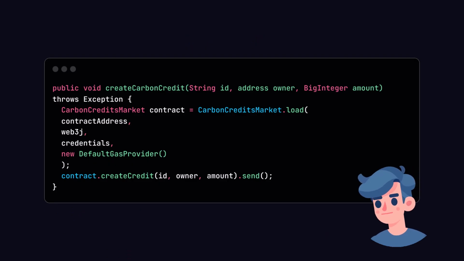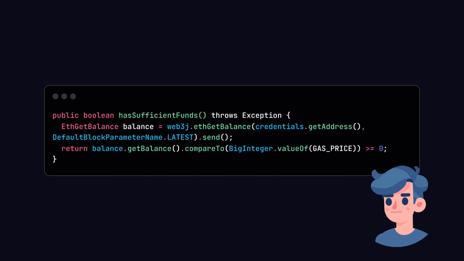Next, let's add functionality to create a carbon credit using our deployed contract. We will write a Java method that interacts with our Solidity contract to create a new carbon credit. The createCarbonCredit method uses the contract's createCredit function to add a new carbon credit on the blockchain. We pass in the ID, owner, and amount as parameters.